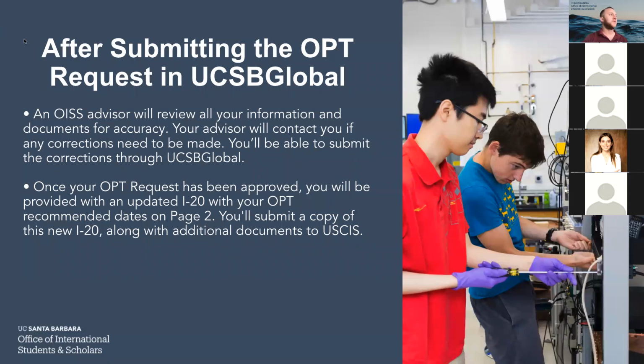After submitting the OPT request in UCSB Global, we're going to review all of your information and documents for accuracy. We're also going to check and make sure that you meet all other OPT requirements before creating your OPT I-20. If you have any corrections that need to be made, we will reach out and contact you, much like CPT. Once your OPT request has been approved, you'll be provided with an updated I-20 with your OPT recommendation dates on page 2. You will then submit a copy of this new I-20 along with all additional documents to USCIS.